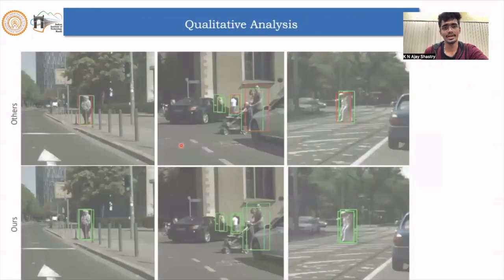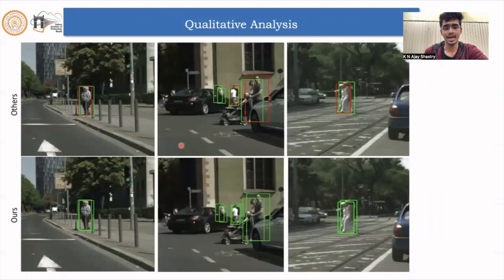When we perform a qualitative analysis and compare our performance with the existing state of the art, we see that our method performs better. The green boxes are the predictions made by the network, and the red ones are the missed ones. We see that our method performs better in comparison with the rest in the heavy occlusion scenario.